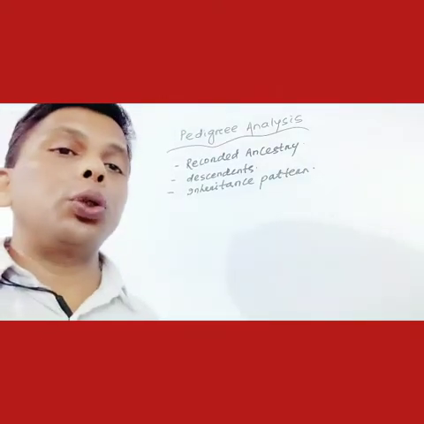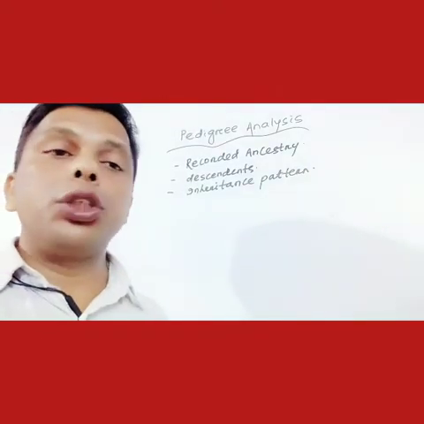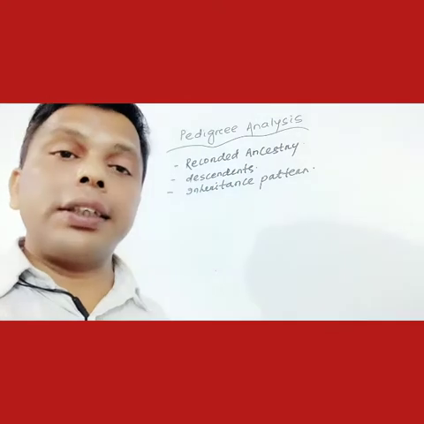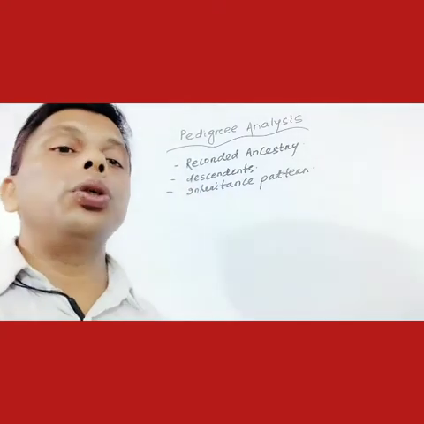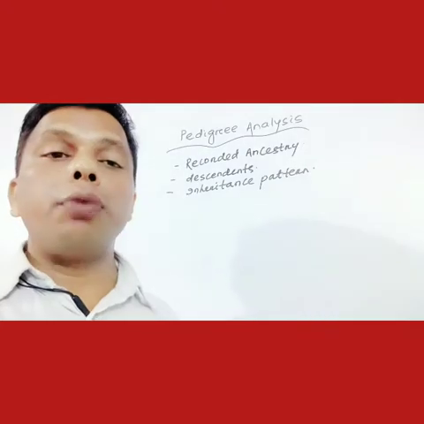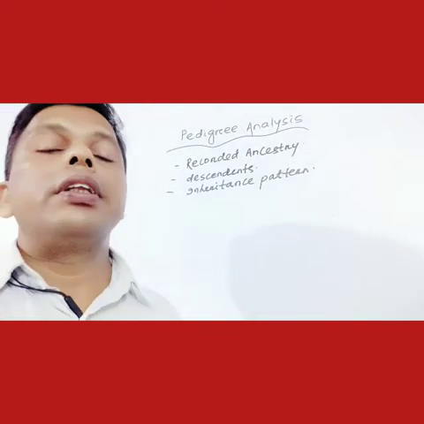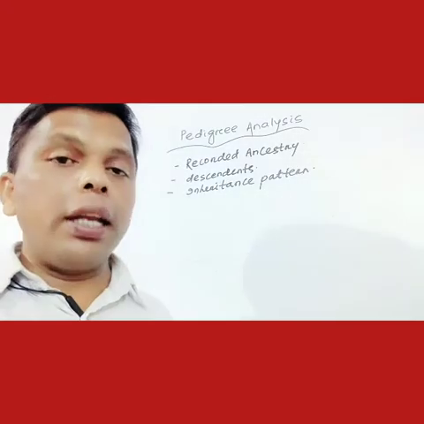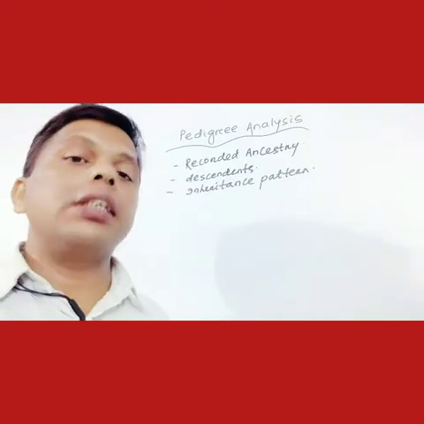These are the basic aims of pedigree. The first aim is to find out the recorded ancestry. The second is to find the possible descendants of a specific group. The third is to determine the pattern of inheritance in an organism. Okay.